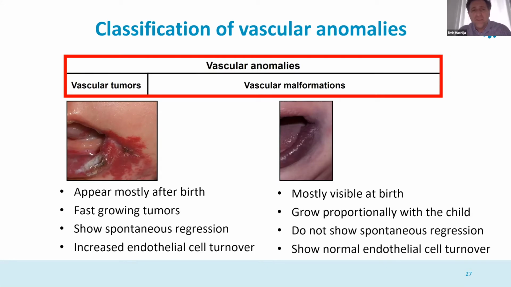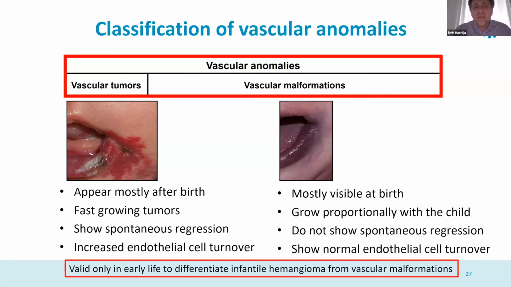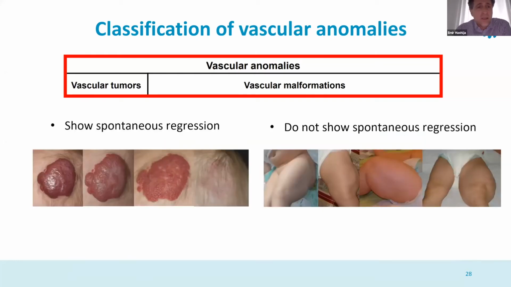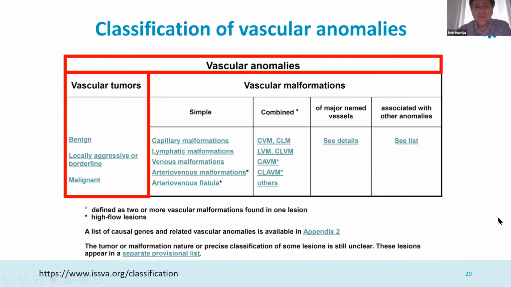Furthermore, if you resect infantile hemangioma and some vascular malformation, you will see that hemangiomas are GLUT1 positive, only the infantile one, and the vascular malformation is GLUT1 negative, which is a glucose transport protein. You see here the vascular tumors show spontaneous regression, a vascular tumor on the head, while the vascular malformations grow with the child and do not show a spontaneous regression.